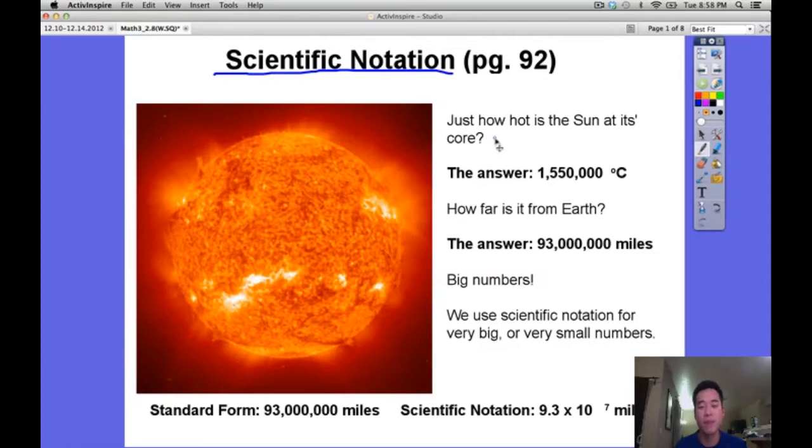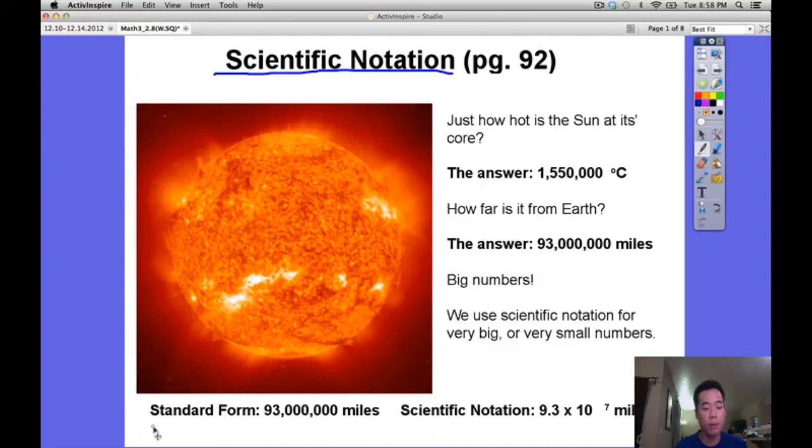1,550,000 degrees Celsius. Another example, how far is the Earth from the sun? The answer is 93,000 miles. So the Earth from the sun is 93,000 miles. Those are really big numbers. We use scientific notation for very big or very small numbers.